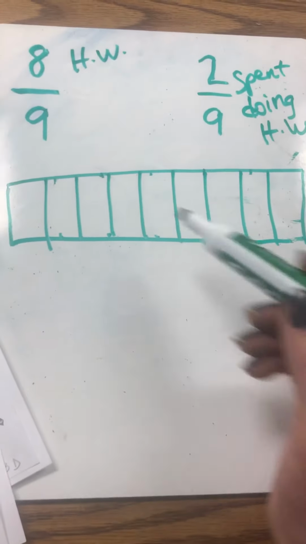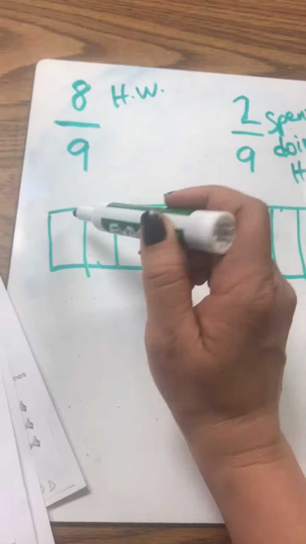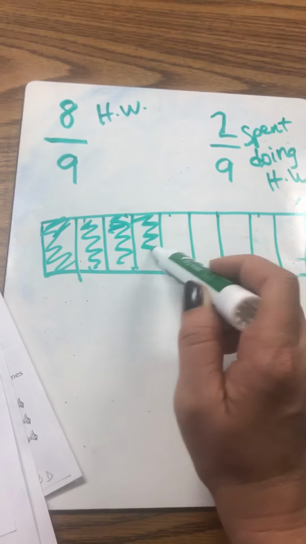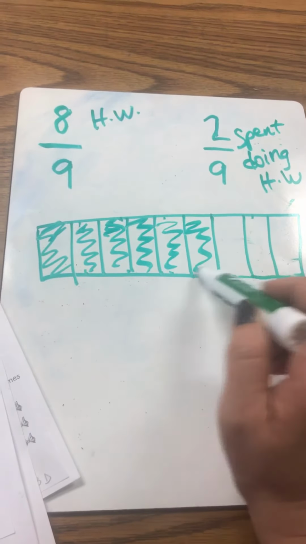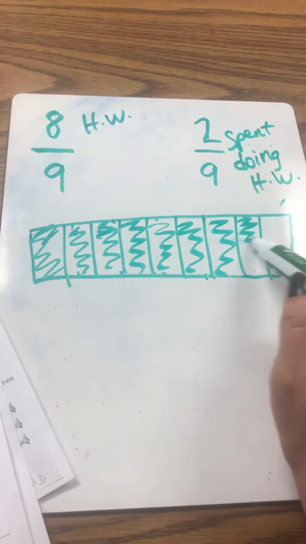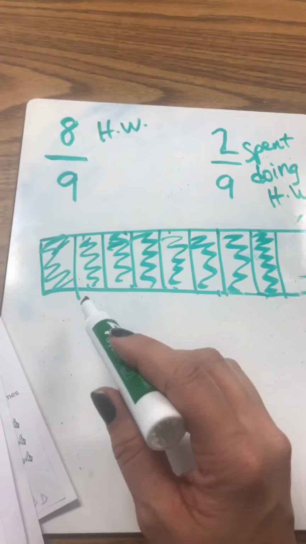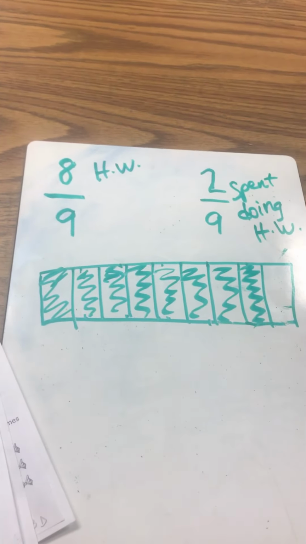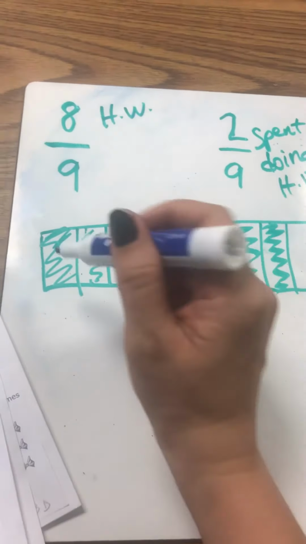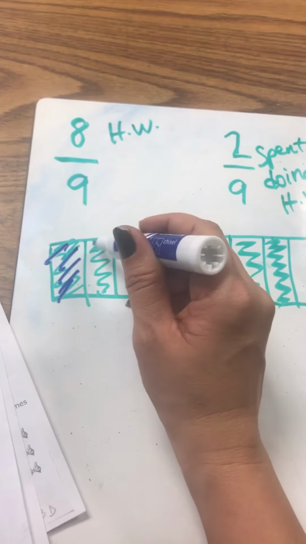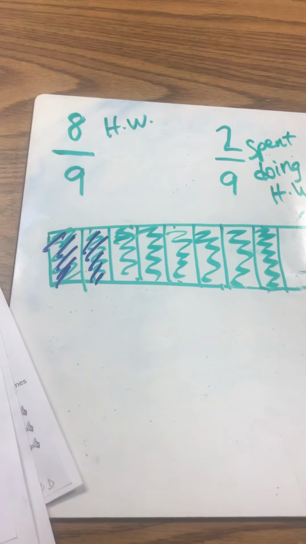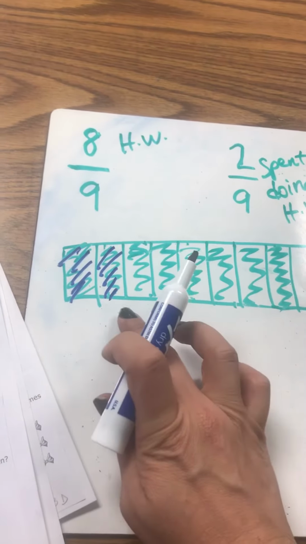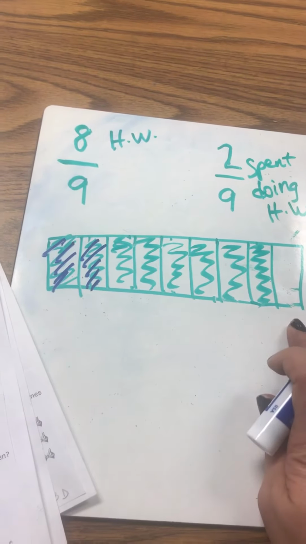He needs to complete homework for 8/9 of that period, so I'm going to shade in 8 out of the 9 parts. This is how much time he needs to spend doing homework. That's a lot; that's 8/9 of an hour. And he's already spent 2/9 of that time doing homework, so I'm going to shade what he's already done. He's already spent these 2/9 of that amount of time. So we want to know about how much time he has left doing his homework.